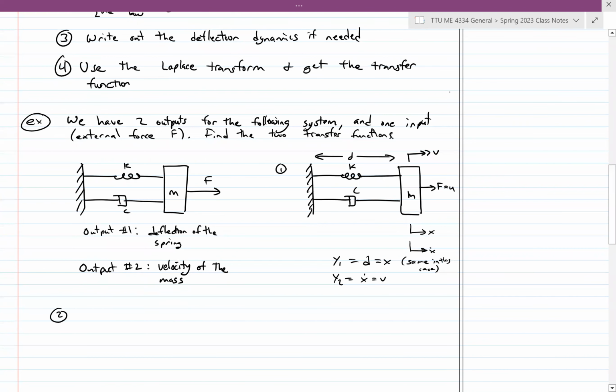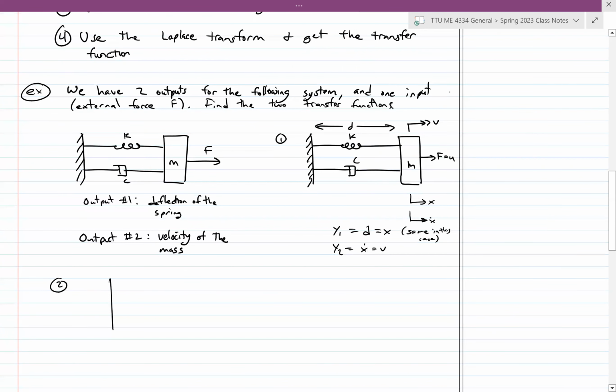Step number two, free body diagram, right? We draw out our free body diagram here. We already have that force U acting on this system. Probably not a bad idea to define your velocity positive direction here, or X dot if you want to.